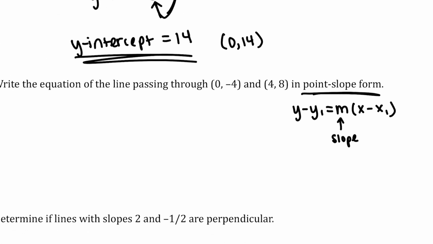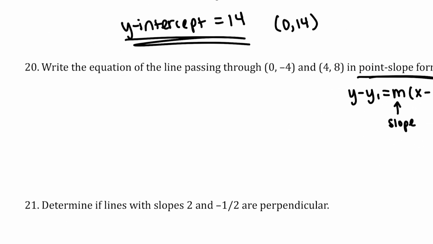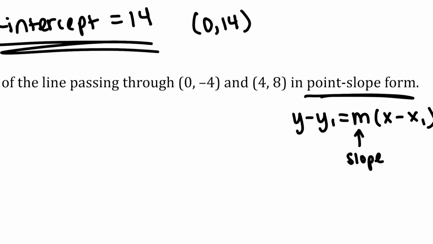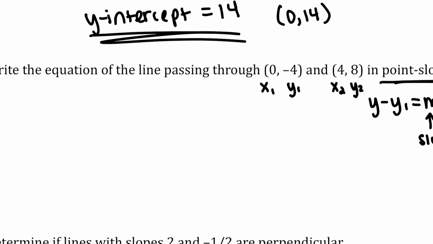We need to look at what we were given in order to see where to start. Based off of our problem, we are given 2 different points. We're given (0, -4), so I'm going to label that x1 and y1, and we're given (4, 8), x2 and y2. For point-slope form, we need a point, which we have, and we need slope, which we don't have. So let's see if we can find slope.